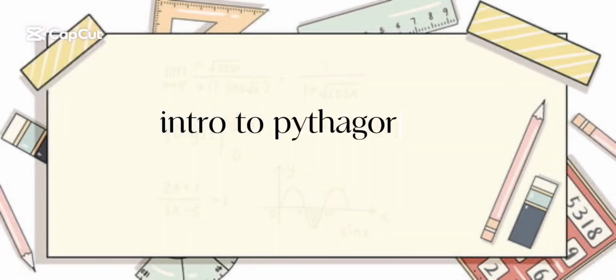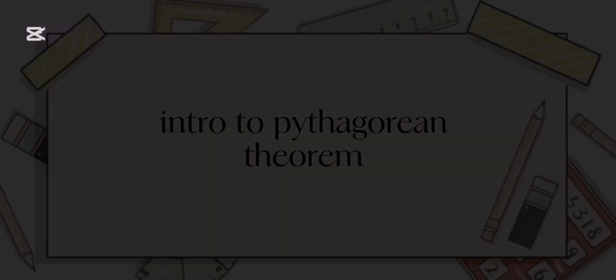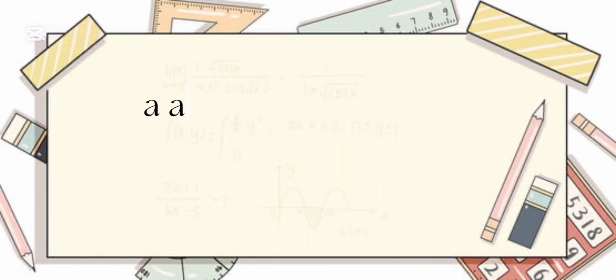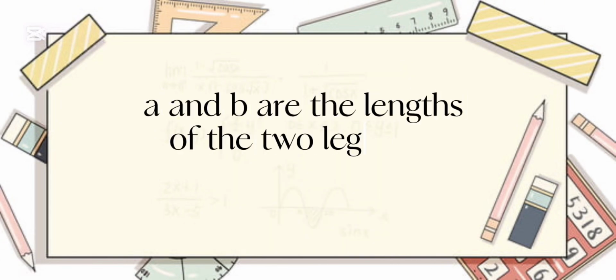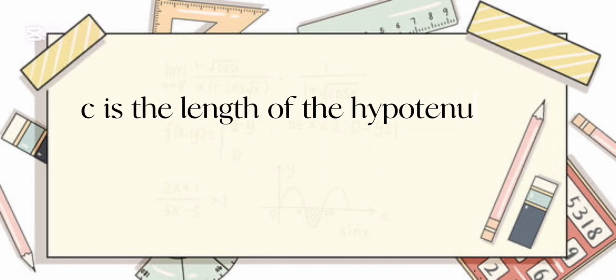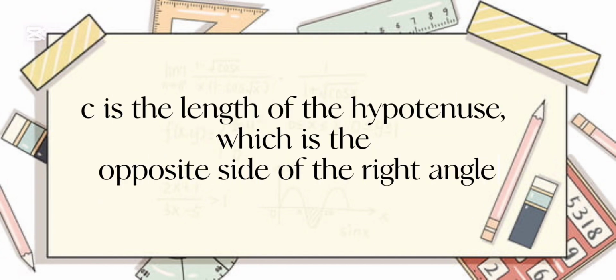Intro to Pythagorean theorem. First, we need to look at a squared plus b squared equals c squared. A and B are the lengths of the two legs of a right triangle. C is the length of the hypotenuse, which is the opposite side of the right angle.